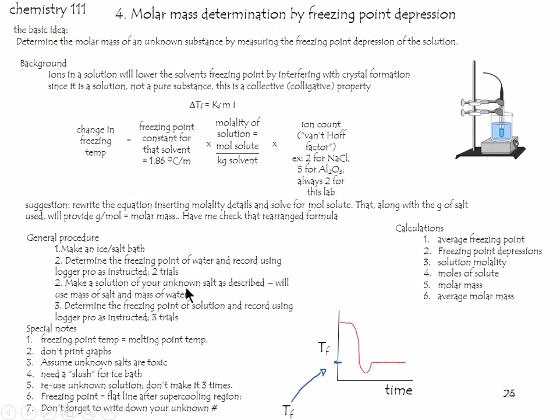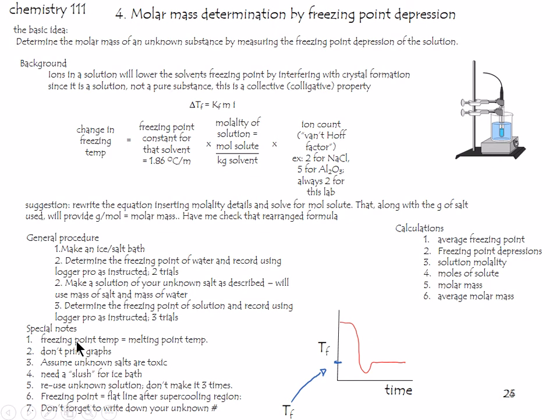Now make a solution of your unknown salt as described in the manual. You'll know how many grams of salt you used. You'll know how many grams of water you used. You'll need the grams of salt right there. You'll need the amount of water you used right there. You'll figure out the freezing point of the solution. Do it 3 times. Take the average. And you should be able to figure out what that unknown salt was. It's an interesting experiment in that respect.